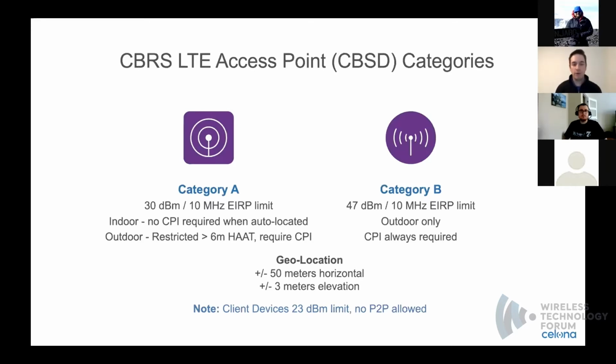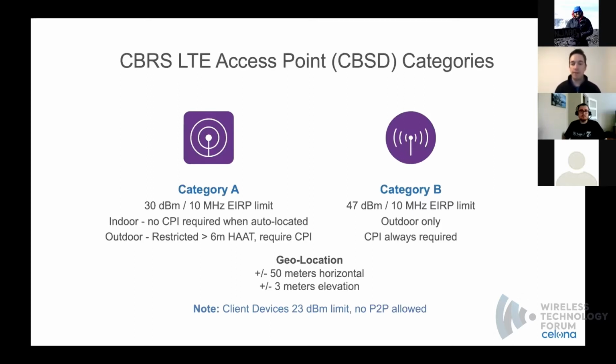If they are deployed outdoors, they are restricted to less than 6 meters height above average terrain and will require a certified professional installer to sign off on the installation parameters. Those include exact positioning of the radio for database registration and power and antenna orientation to ensure that the information in the database is accurate.